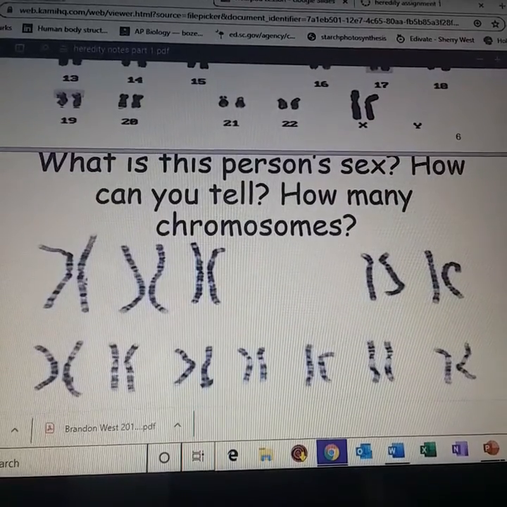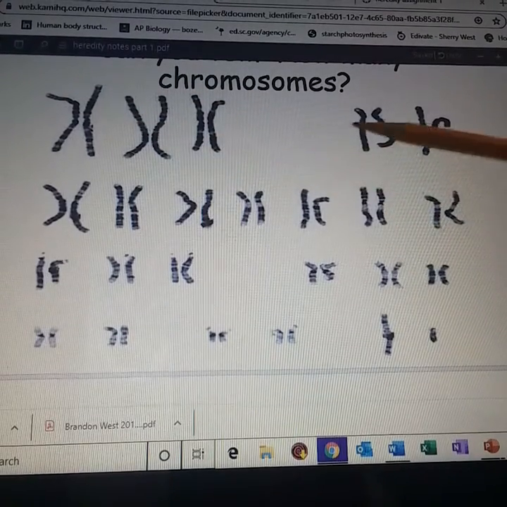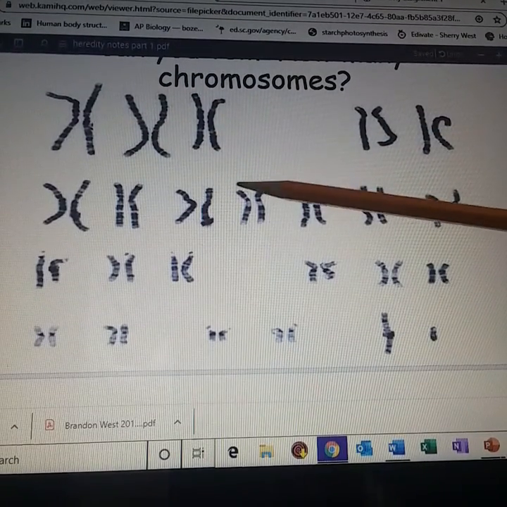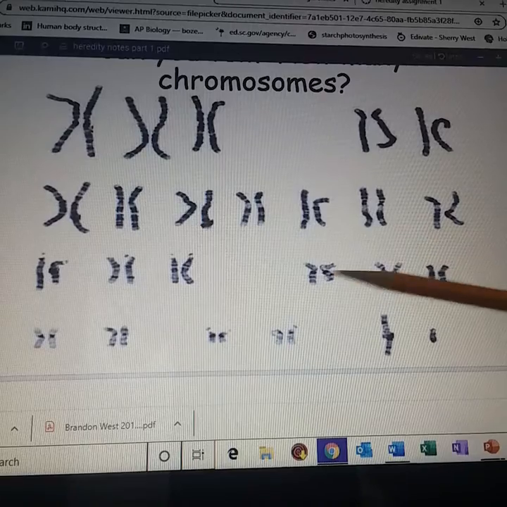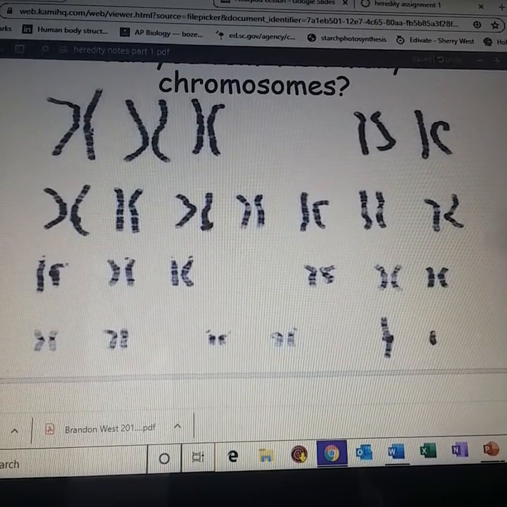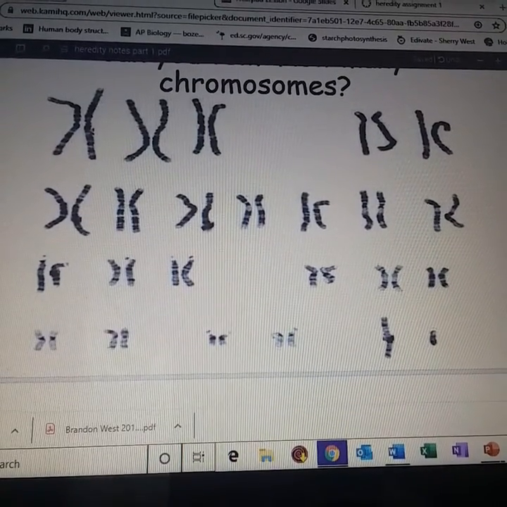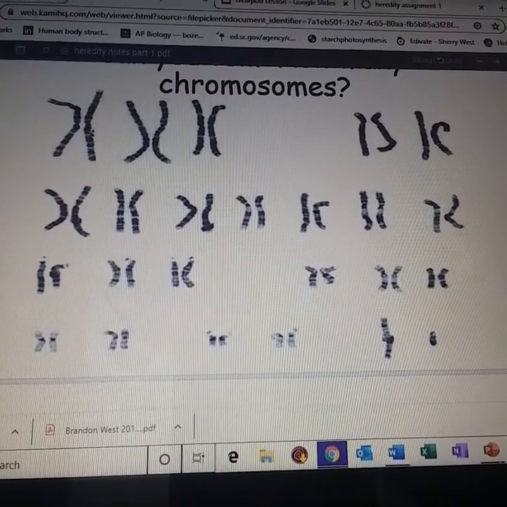How about this one? Once again, I would count. I see 2 all the way down. I don't see anything missing. I don't see anything extra. Come to the end, I have a long one and a short one. What do you think it is? It is a guy. So this is a male karyotype.